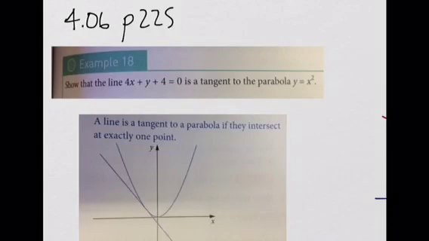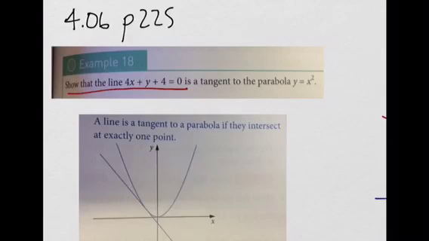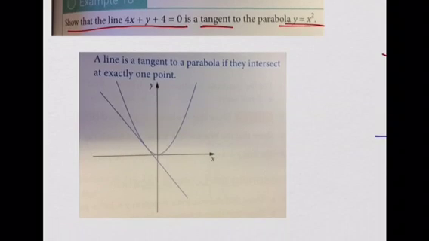Now in this video we'll look at example 18 of 4.06. The question asks us to show that the line 4x plus y plus 4 equals 0 is a tangent to the parabola y equals x squared. So what does that mean? Well, they've got a little diagram here.